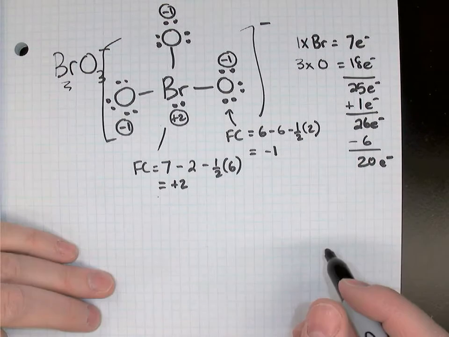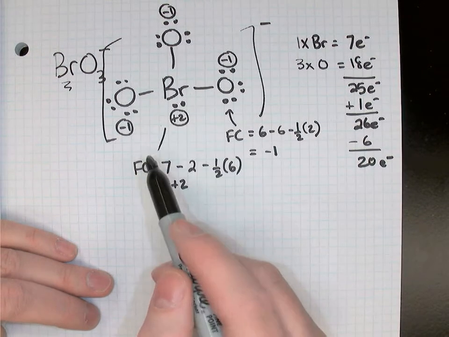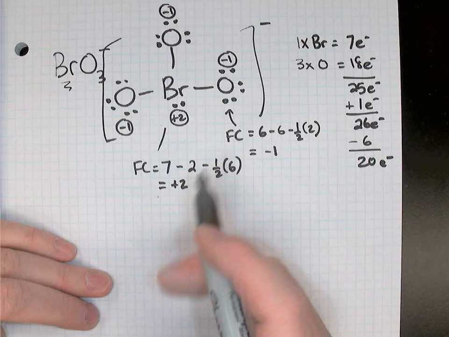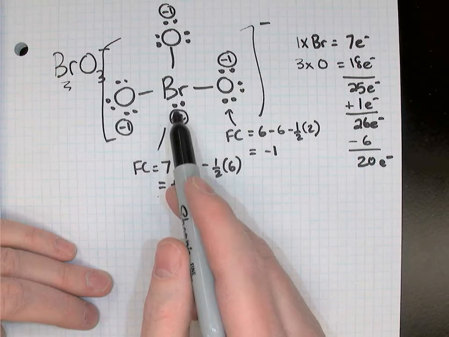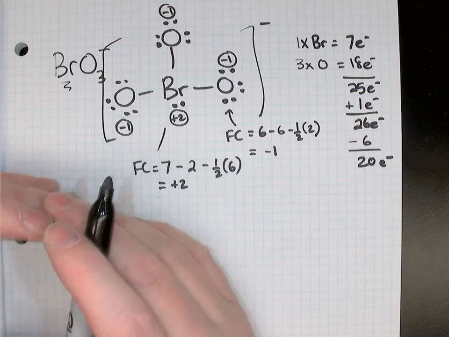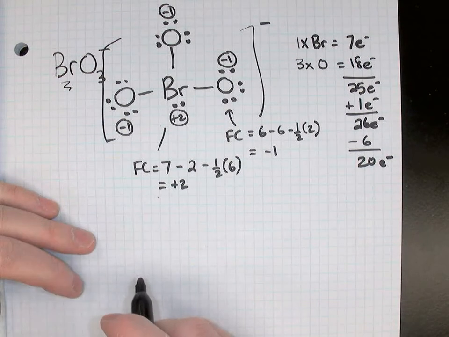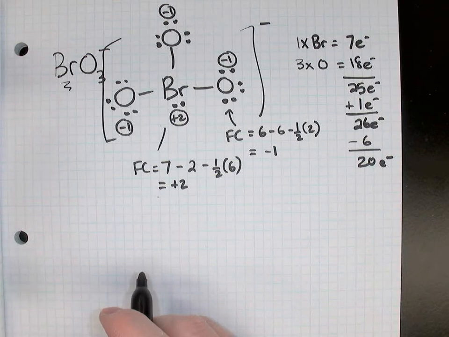Well, we remember that bromine is an atom in period 4 on the periodic table, which means it's able to have an expanded octet. It doesn't have to be restricted to just 8 electrons. Oxygen, though, is in period 2. It cannot have an expanded octet.